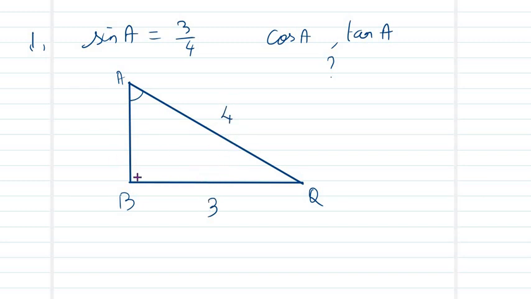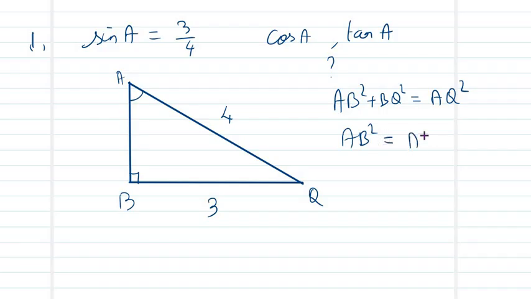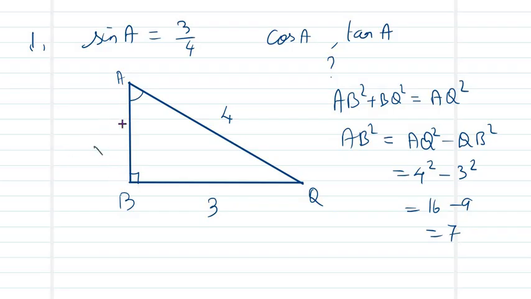Now for this right angle triangle we are given two sides, and we are not given the side AB. So how are we going to calculate the side AB? It's simple. We just apply the Pythagoras theorem. So AB square plus BQ square is equal to AQ square. I need the AB square value, so this will be AQ square minus QB square, which is 4 square minus 3 square, giving us 16 minus 9 equals 7. So the value of AB will be square root of 7.